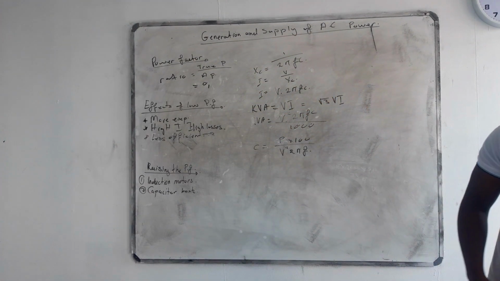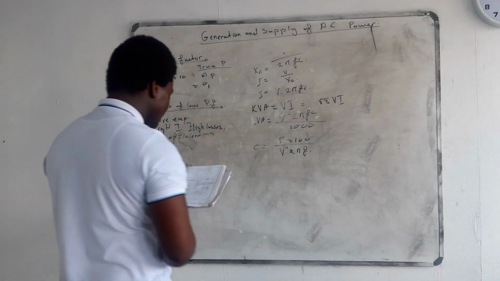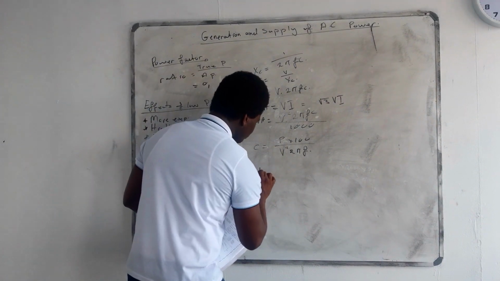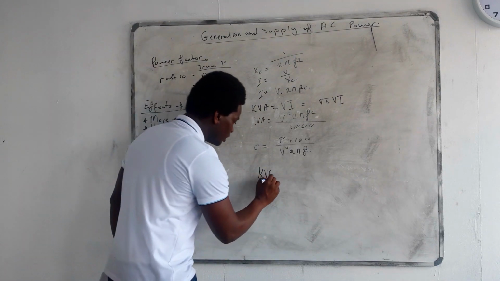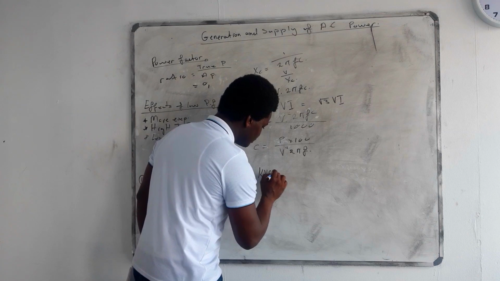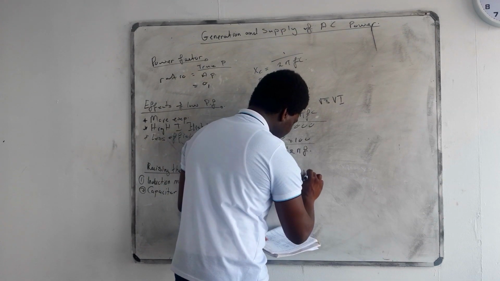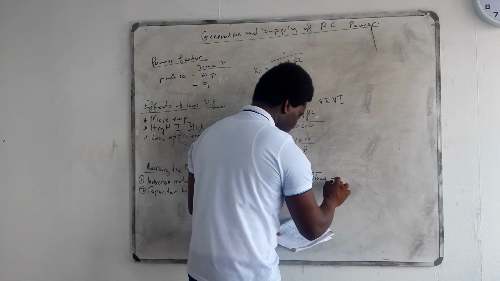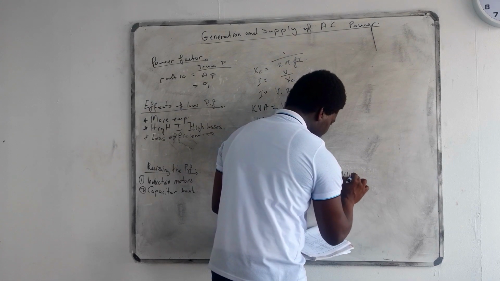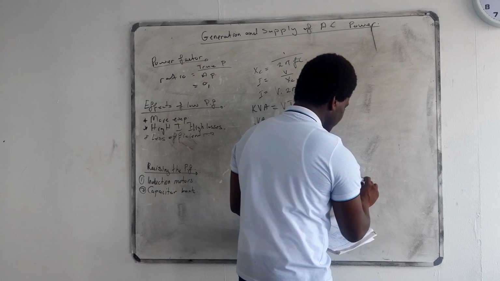So this is the formula that I'm going to give you, and then I'm going to explain what each of the following is. It says kVA, which is the power, for the resultant, is equal to kVA for the load, plus the kVA for the capacitors.